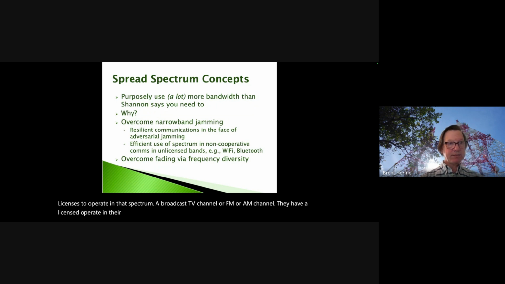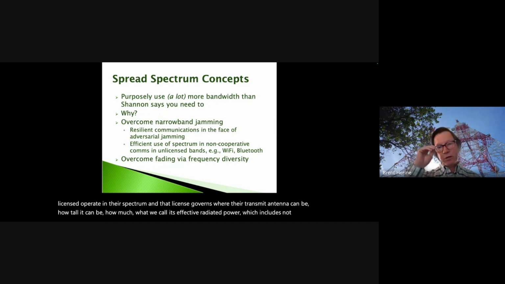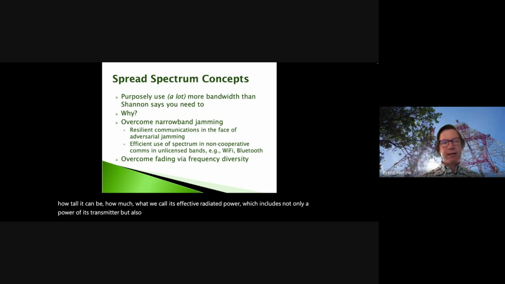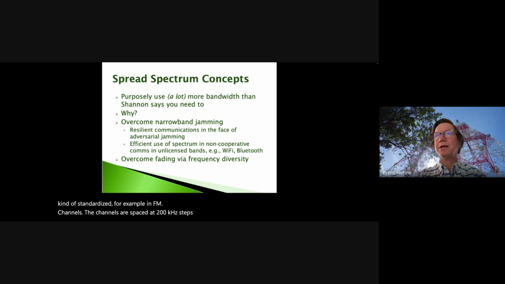And that license governs where their transmit antenna can be, how tall it can be, what we call its effective radiated power, which includes not only the power of its transmitter but also the antenna gain and that type of thing. And then what frequency channel they've been assigned. And normally the bandwidth is kind of standardized. For example, in FM, channels are spaced at 200 kilohertz steps, if I remember correctly. It's been a lot of years since I dealt with that.